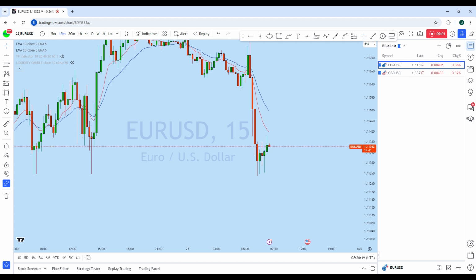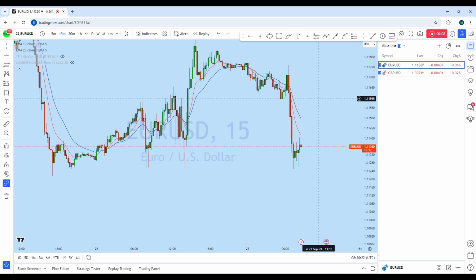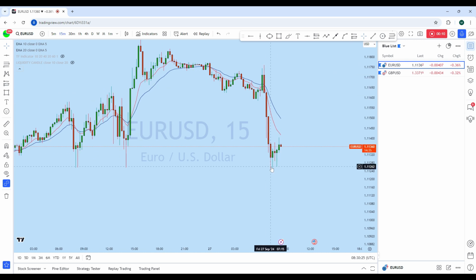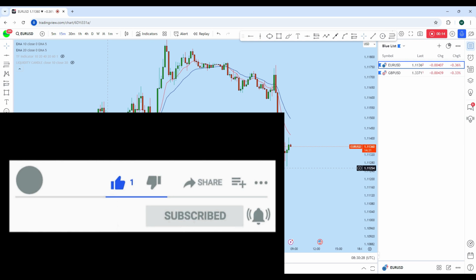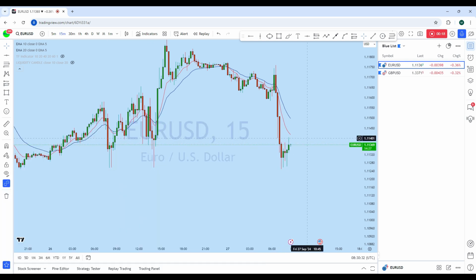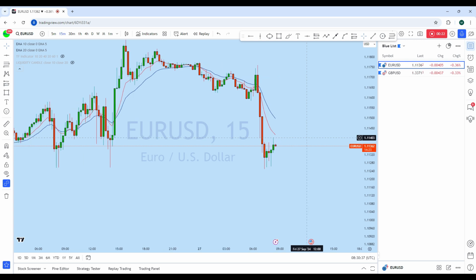So looking at euro dollar and British pound US dollar, we can see that early today euro dollar and British pound US dollar had a strong breakdown, and the price on euro dollar, as you can see, has broken a significant level of support, and we can see after that there is a rejection. So let's see on the lower time frame how we can trade both of these instruments.